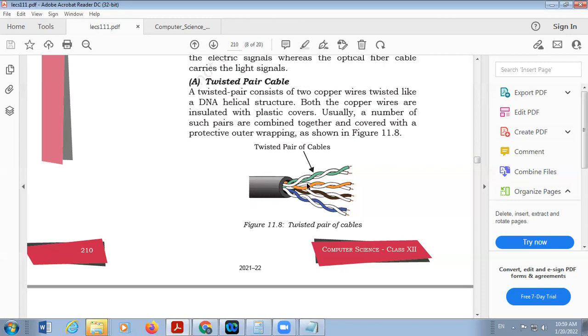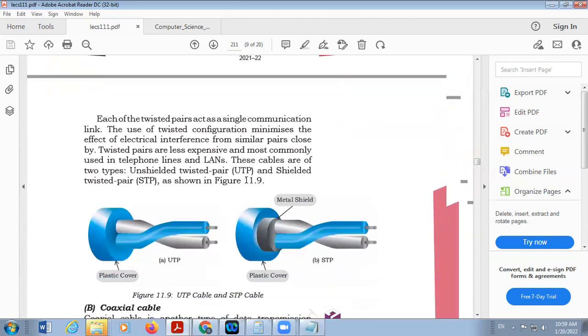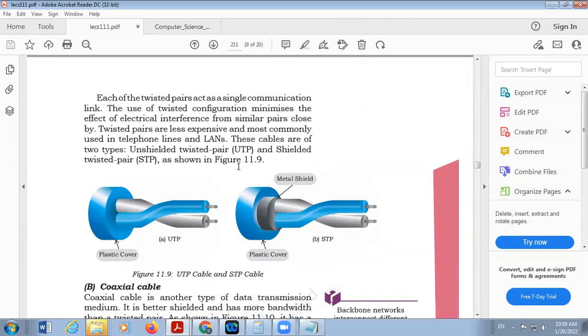On the outside there is a strong plastic cover, a gray colored cover. This is what you call a twisted pair cable. Each twisted pair acts as a single link, so one twisted pair is used for one communication link. For example, if you are using the internet on two computers, you use Wi-Fi or one twisted pair for each computer. And the use of twisted pair minimizes the effect of electrical interference from similar pairs nearby.